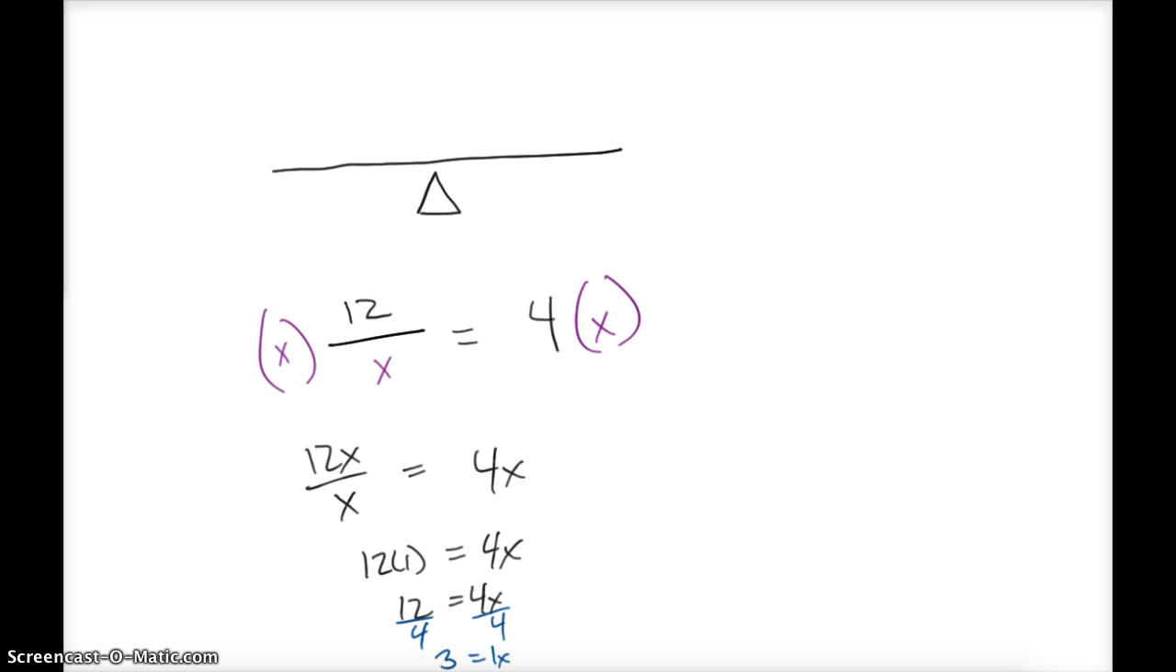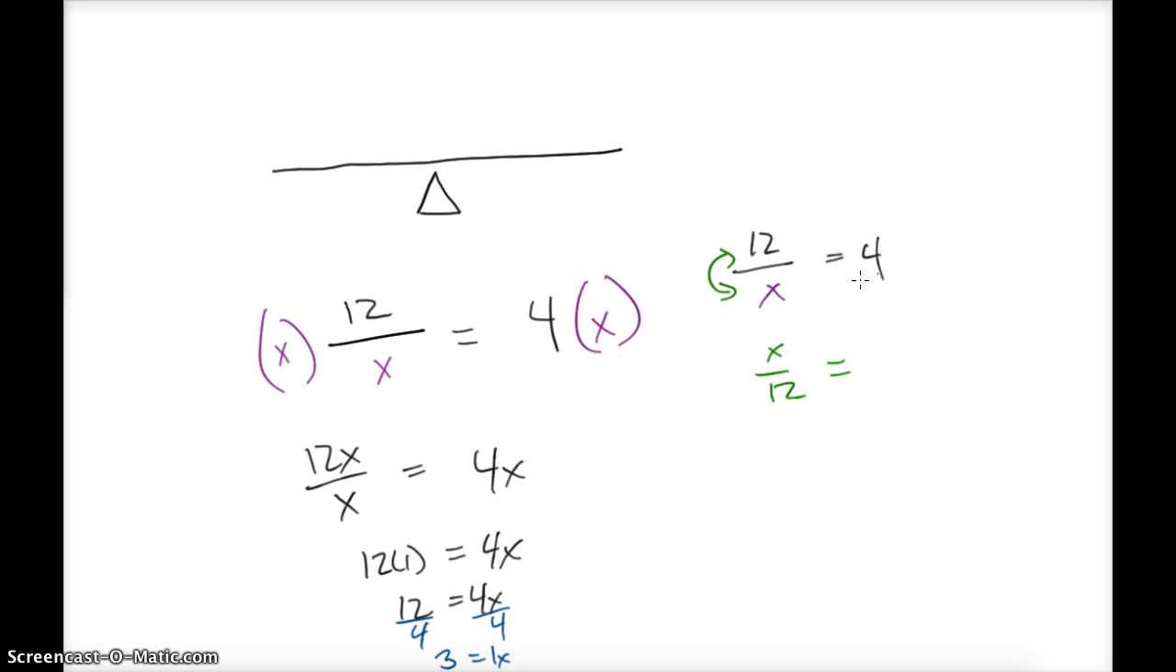The other way that I could have done this problem, let's say 12 divided by x is equal to 4. I can find the multiplicative inverse of both sides. If I find the multiplicative inverse of one side, I have to do it to the other side. The multiplicative inverse of 12 over x is x over 12. Multiplicative inverse basically flips the order of the fraction.